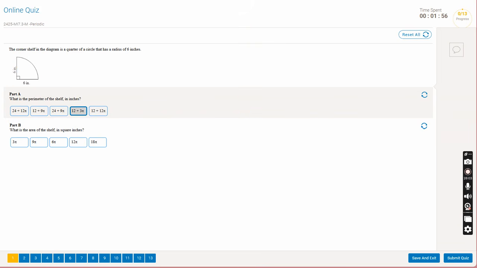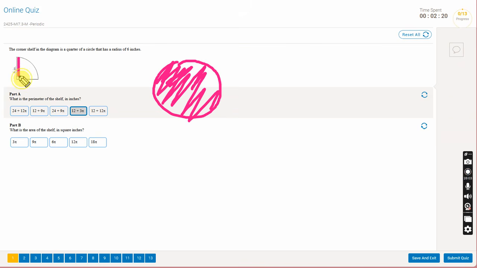The next one you have here is, what is the area of the shelf? So what is the formula? Again, the formula that we have is for the whole circle. Do you want the whole circle? No, you just want a quarter of it. The area of the whole circle is everything inside the circle. But we don't want everything inside the circle. We just want what's inside in here, only the quarter of the circle we need.